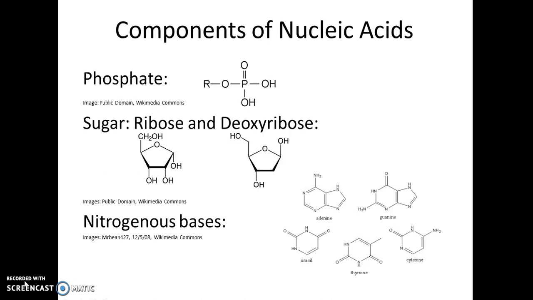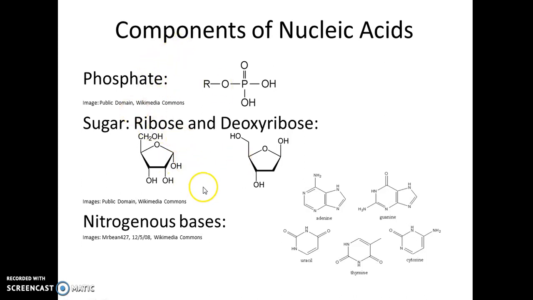So the phosphate group is easy to draw. It has PO4, and then there are hydrogens there. R means that that's where it's attached to the larger molecules. So phosphate is easy to draw. Go for it. The ribose and the deoxyribose, those are a little different, but they're not that hard to draw.